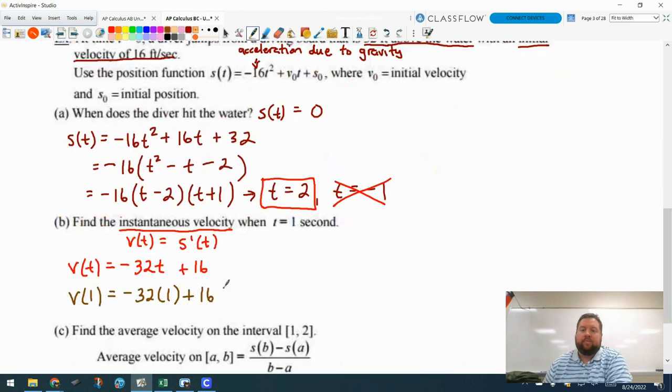So we already know s of 2. We got t equals 2 as our answer to part A, and that's when s was equal to 0. So s of 2 is equal to 0. We don't know s of 1, and we know the denominator is going to be a 1. So we'll just do s of 1 over here to the side. Negative 16 times 1 squared plus 16 times 1 plus 32. Well, that's negative 16, that's positive 16, so those cancel each other out. So this is equal to 32. 0 minus 32 divided by 1 is negative 32 feet per second.